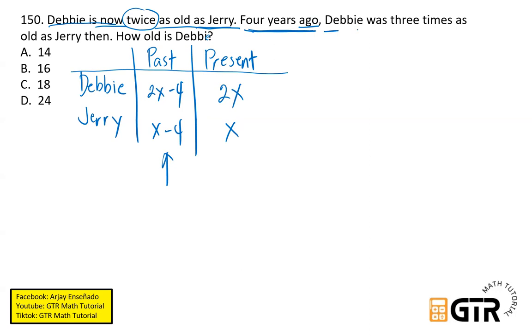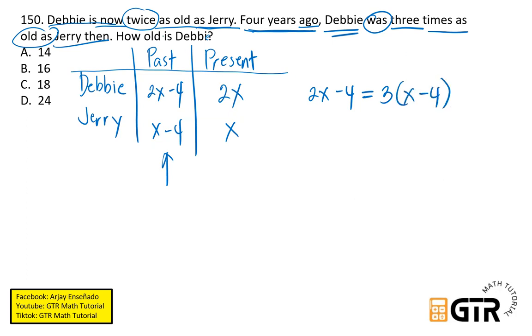So 4 years ago, Debbie. So age ni Debbie, that is 2x minus 4, was, that is equal sign, 3 times. So multiply natin sa 3. 3 times as old as Jerry, si Jerry ay x minus 4. So we have 3 times x minus 4. How old is Debbie? Tandaan, si Debbie ang tinatanong natin. Si Debbie ay 2x. Ito yung hinahanap natin, 2x. So pag nasolve na natin ang x, i-times 2 pa natin para makuha natin yung age ni Debbie. Dahil ang expression para kay Debbie ay 2x. Si x, si Jerry pa lang yon.